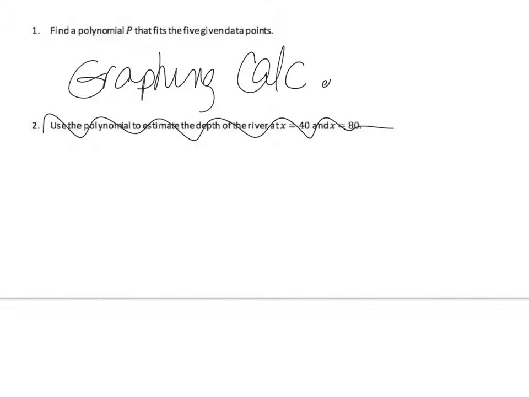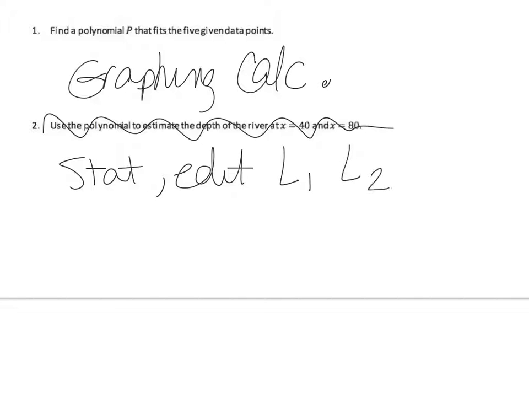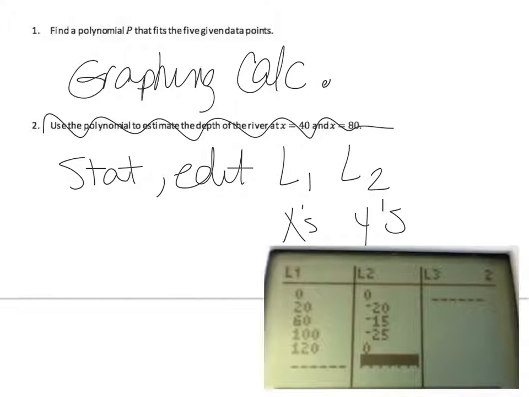But if you hit the Stat button and Edit, you're going to fill in your data in list 1 and list 2. List 1 is going to be all the x's, and list 2 will be all of the y's. So we're at Stat, Edit. I'm going to type them in, so I'm going to push pause. You go ahead and type them in too. There we go. Now we're going to do some regression. So let me go to the next page.